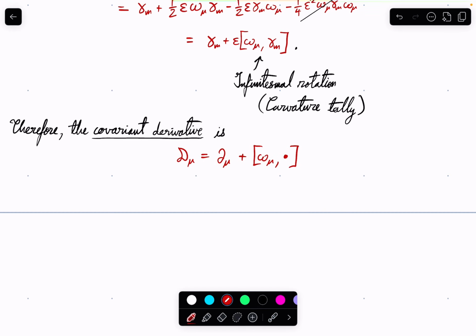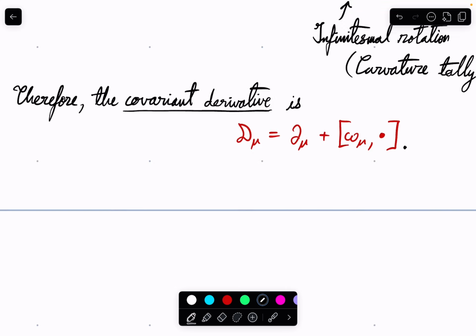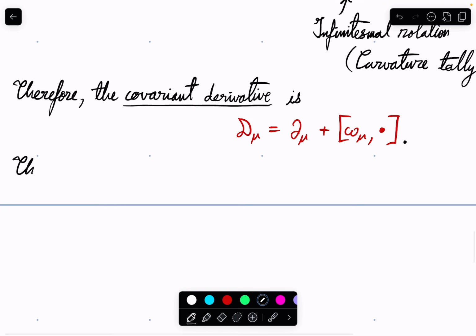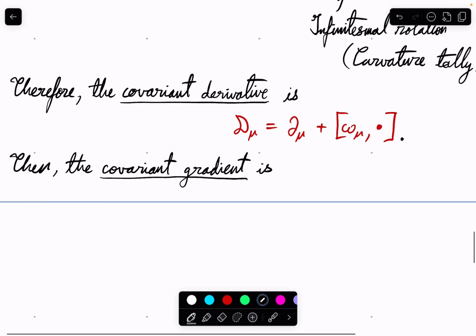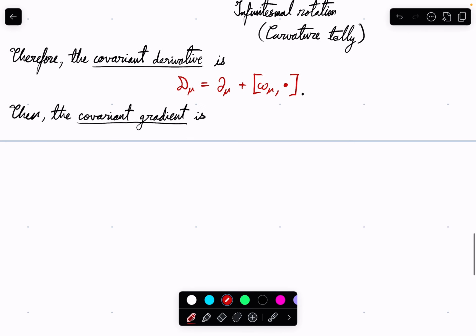And this is the definition of the covariant derivative. So then, what's the covariant gradient? Then the covariant gradient, and you'll see there is a difference between the covariant derivative and covariant gradient. And this is a distinction that maybe not everybody makes, but I like to make this distinction.